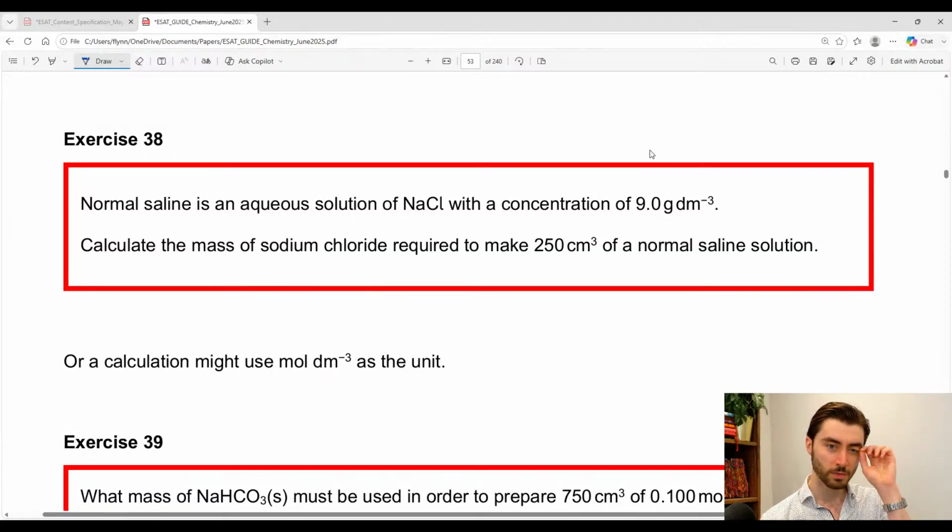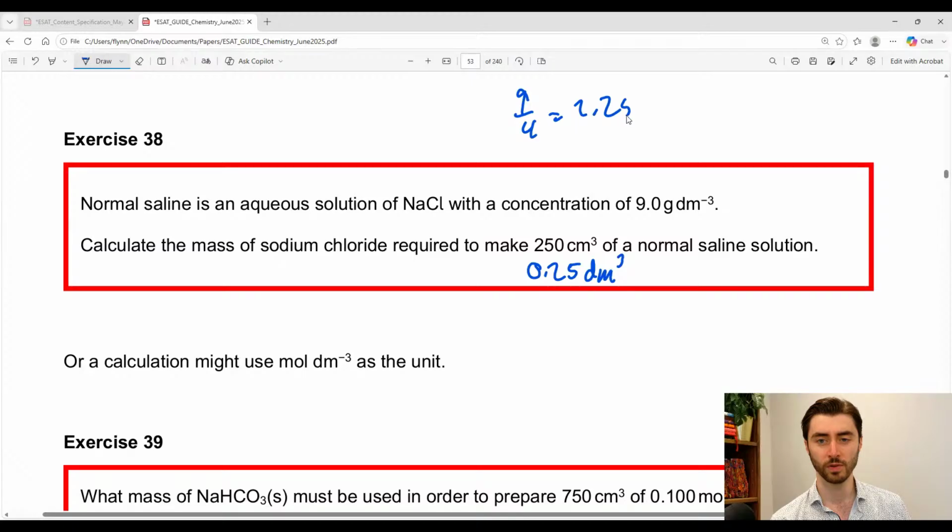Calculate the mass of sodium chloride required to make... There we go. So that is 0.25 decimeters cubed. And there's 9 grams per that. So it's 9 over 4, which is 2.25 grams required there. Not too bad.